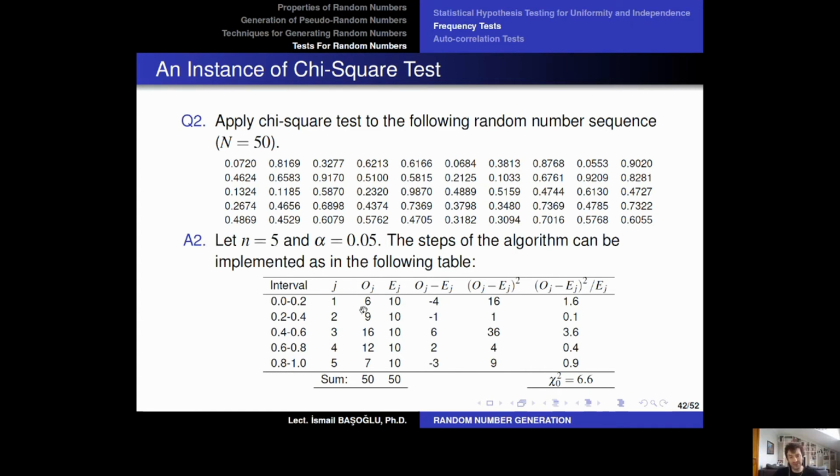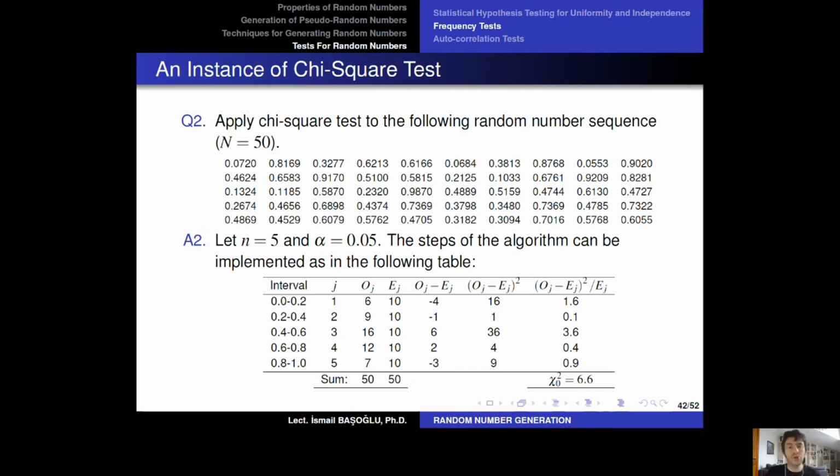So you calculate the differences between the observed frequencies and the expected frequencies in each interval, and you square these differences. So you get 16, 1, 36, 4, and 9. So you see there is a significant difference between the observed frequency and the expected frequency in the third interval. And then you divide these squared differences by the expected frequencies, and that produces 1.6, 0.1, 3.6, 0.4, and 0.9 here. You sum these values up, and that produces your test statistic in the chi-square test, which is 6.6.